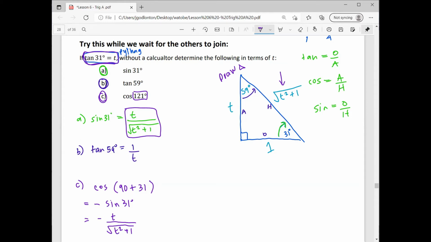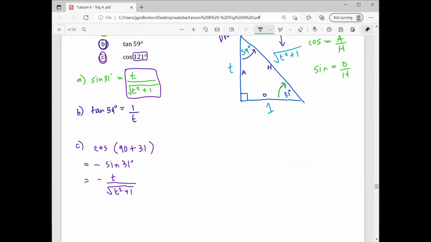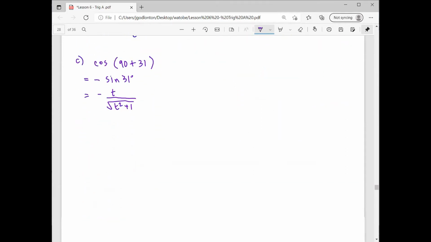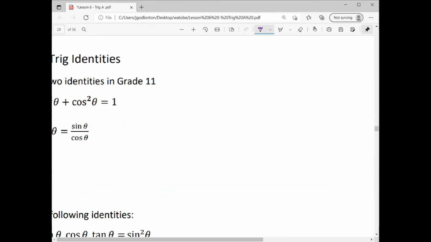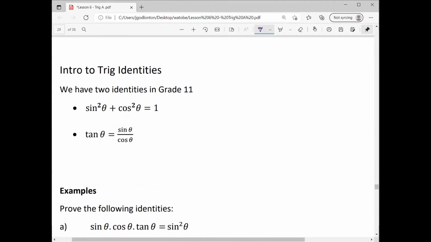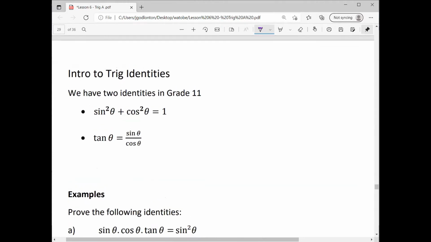Does anyone need to sit on this page for any longer? Cool. Okay, so our last lesson today is on trig identities. It's when we have to prove that the left-hand side is equal to the right-hand side. We have to show that they are equal to each other. And so we have to play around with things that we know are true.